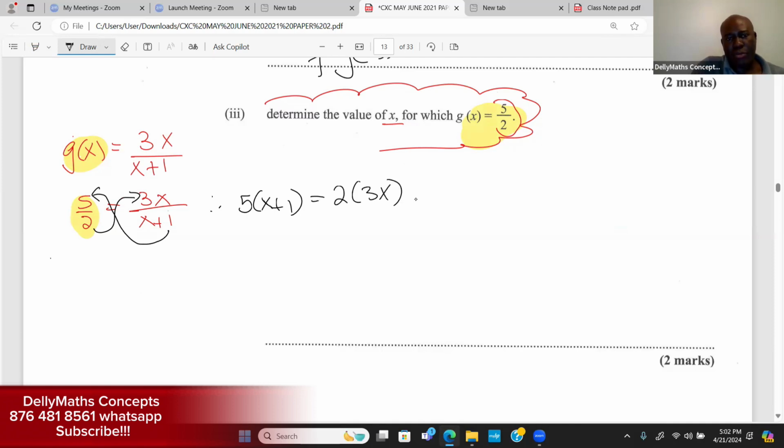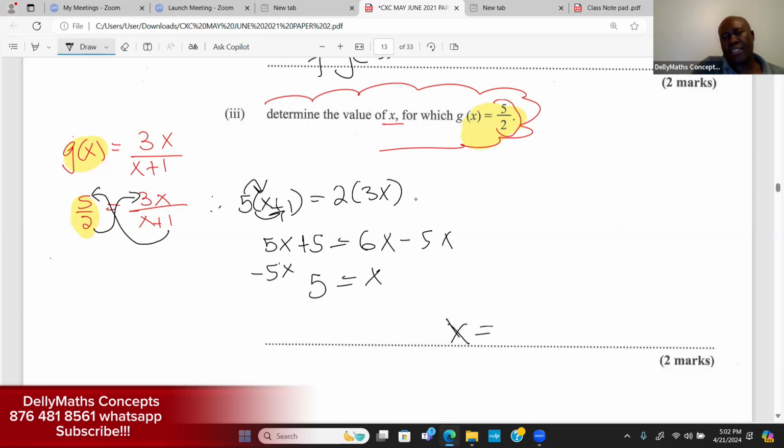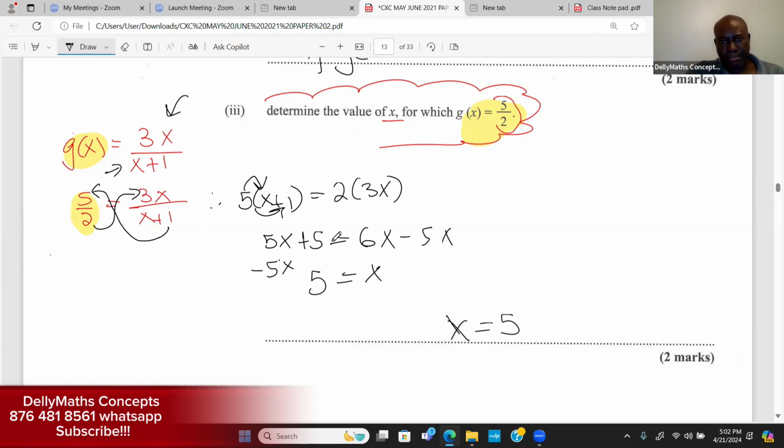So basically, I'm going to distribute my 5 inside. So I'm going to have 5x plus 5 is equal to 6x. Then I'm going to subtract 5x from both sides because my intention is to have the x alone. So 5 is equal to 1x, which is just x. So there it is. You could see that the solution is that x must be 5. So if x is 5 and you put it here and put it here, your answer would be 5 over 2. All right, let's keep going.